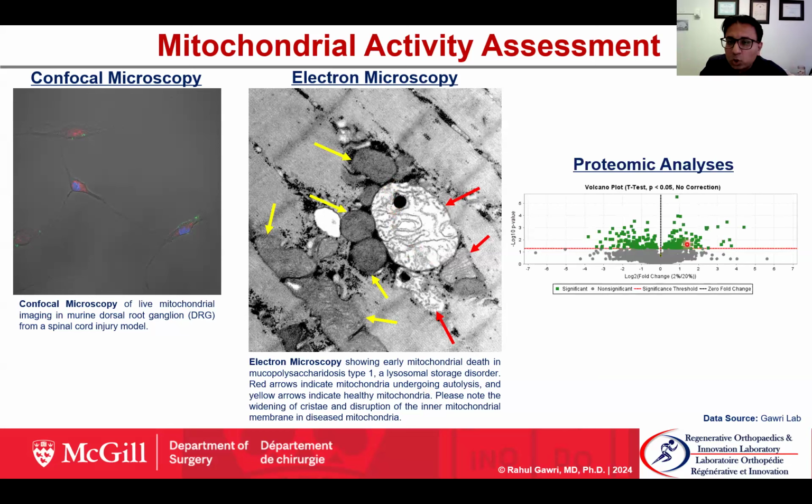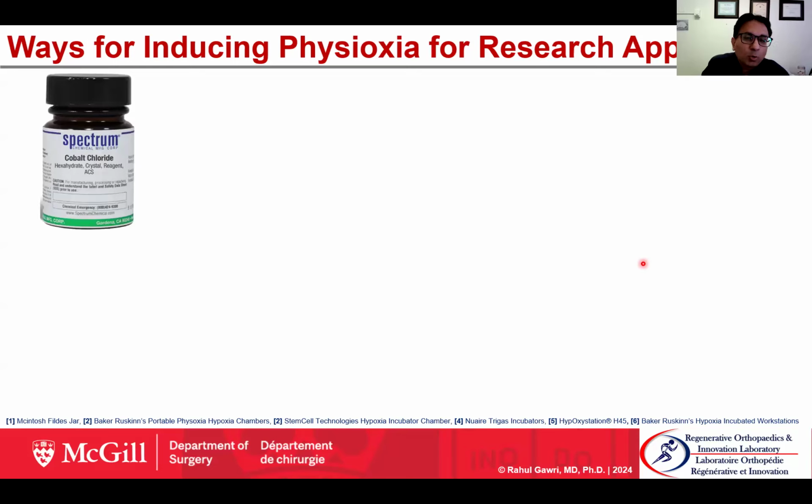Proteomic analysis we are doing for many mitochondrial pathways to see how these culture conditions are modulating these cells or these ex vivo, in vitro grown tissue constructs. There are different ways of inducing physioxia for research applications. At a chemical level, we can use cobalt chloride in the media. It's kind of a, quote unquote, metabolic poison. I don't want to call it a metabolic poison. It's an oxidative poison of some kind that can reduce the oxygen uptake and actually make the cells anaerobic, though there is enough oxygen present in the media.